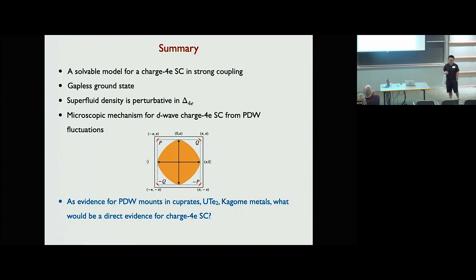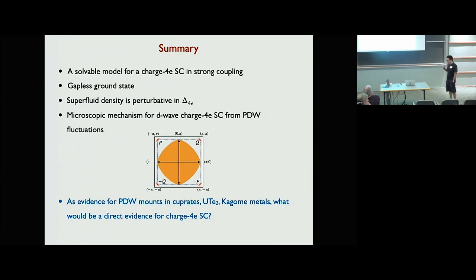Finally, as an open question: as experimental evidence for pair density waves mounts in recent years in different kinds of systems, for example in the cuprates or recently in UTe2 and in Kagome metals, I think there's a good chance that charge-4e or even higher charge superconductivity is just lurking somewhere.